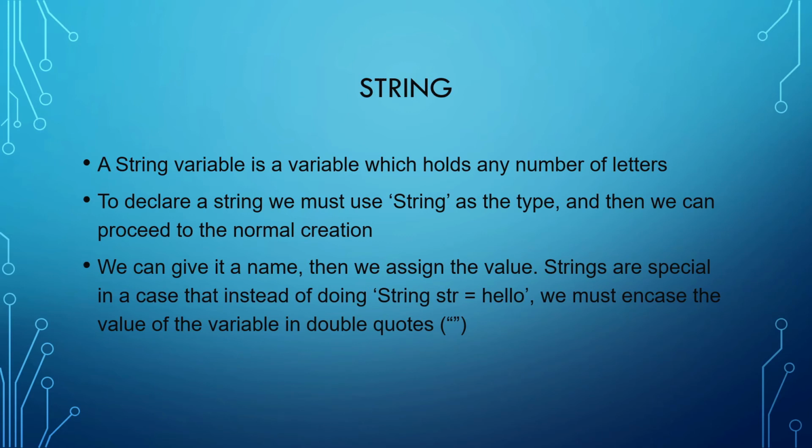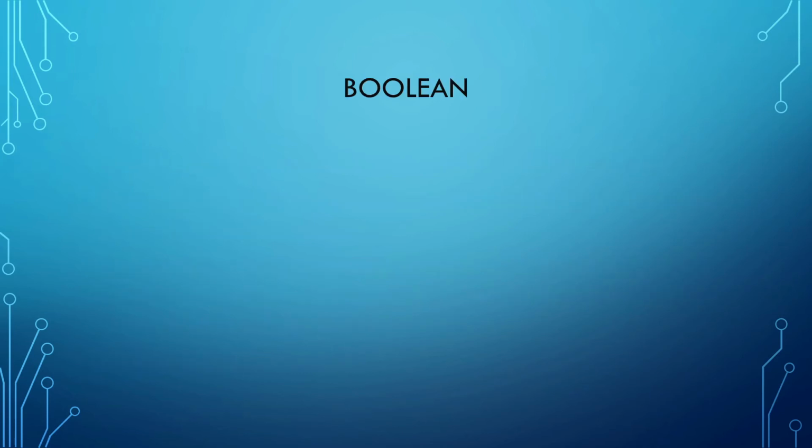Now strings are special because instead of creating it like we normally would by just putting the value after the equal sign, we must encase the value in double quotations. As an example, String as the type, name as the name is equal to "Bob" in double quotations.